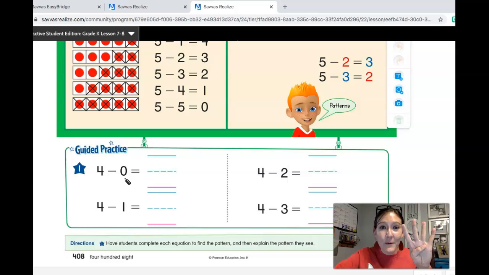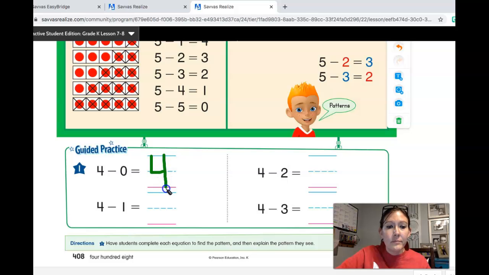None. Remember, 0 means none. So 4 minus 0. How many fingers are we still holding up? 4. Write the number 4 right here. Good job. Let's keep going. Now we have 4 minus 1 equals, let's solve that together.